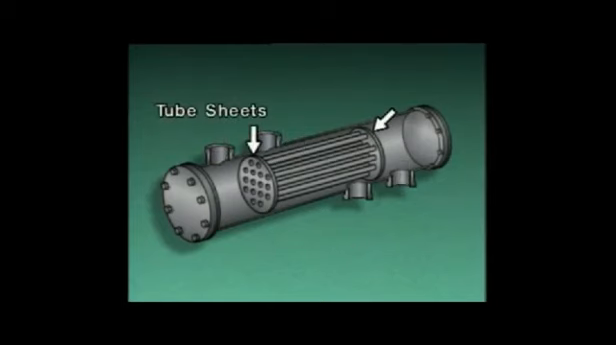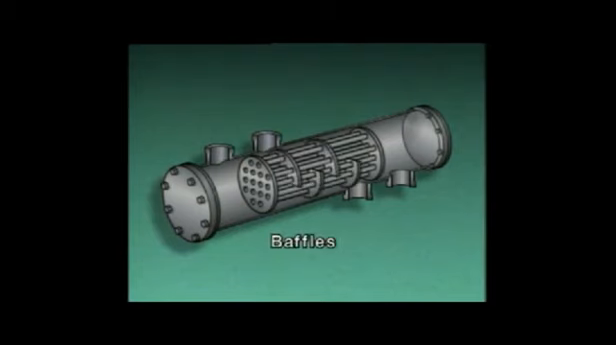The ends of the tubes are supported by the tube sheets. The tube sheets also isolate the heads from the shell side of the heat exchanger. The tubes are supported inside the shell by partitions called baffles. The baffles also direct flow through the shell side of the heat exchanger, which helps increase the efficiency of the unit. Here's how this heat exchanger works.